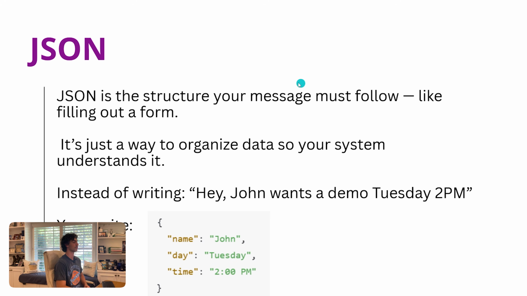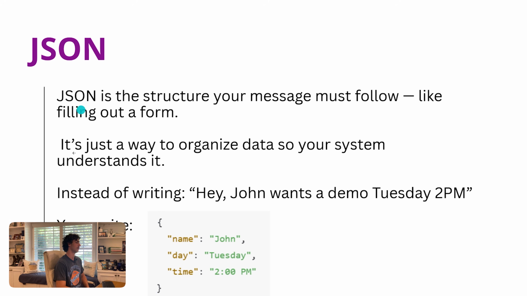So lastly is JSON. JSON is a structure your messages must follow, sort of like filling out a form. It's basically its own language, like a coding language. JSON stands for JavaScript Object Notation, and it's just a way to organize data so that your system understands it. Anytime you're sending data on the internet, it's going to be using JSON, so it's sort of important to learn. I never actually took a course or anything on it. If you just look at it long enough, you start to notice how it works.